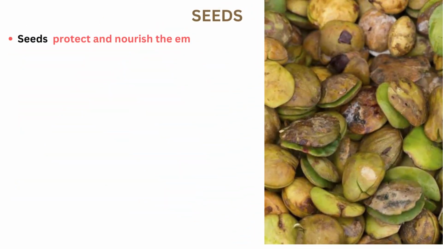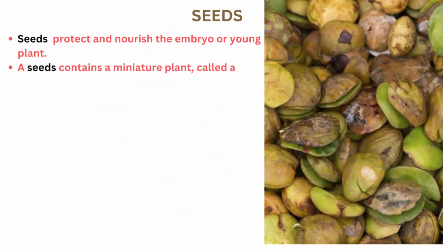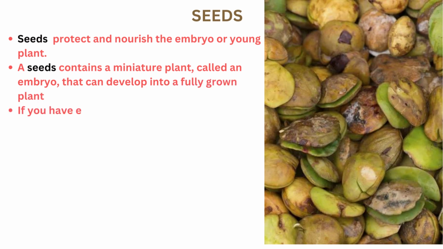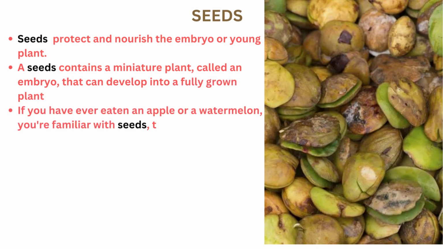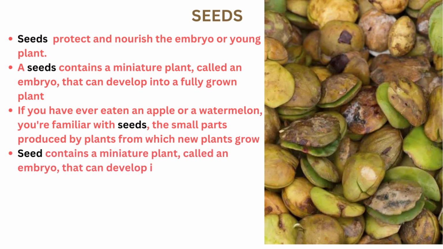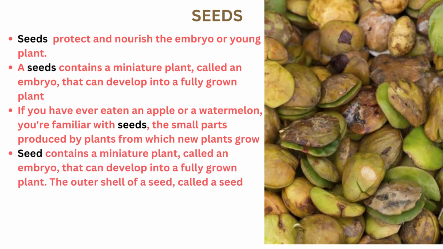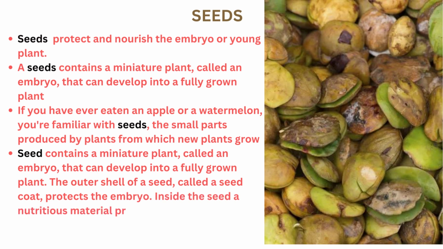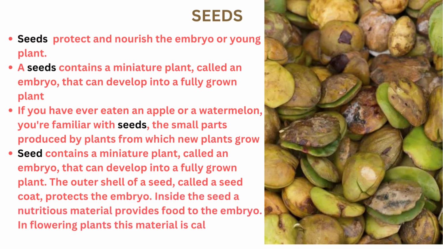Seeds. Seeds protect and nourish the embryo or young plant. A seed contains a miniature plant, called an embryo, that can develop into a fully grown plant. If you have ever eaten an apple or a watermelon, you're familiar with seeds, the small parts produced by plants from which new plants grow.